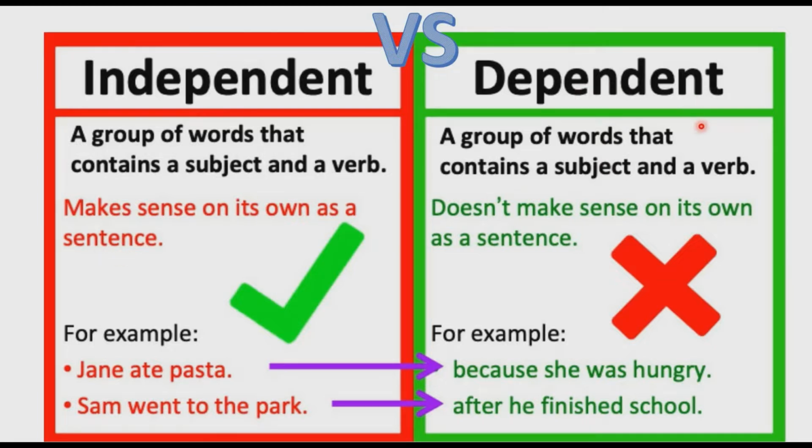The dependent clause is a group of words that contains a subject and a verb. It doesn't make sense on its own as a sentence and it cannot stand alone. An example of an independent clause is "Jane ate pasta" and "Sam went to the park." Examples of a dependent clause are "because she was hungry" and "after he finished school."